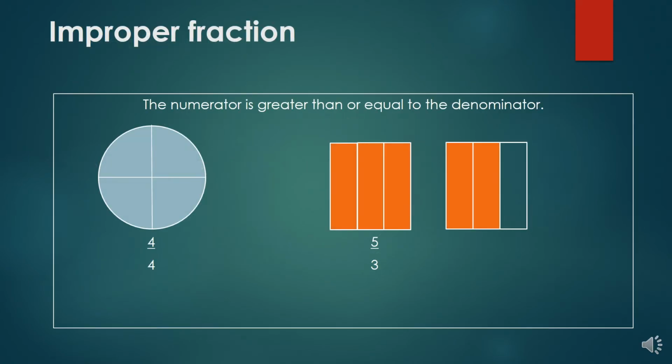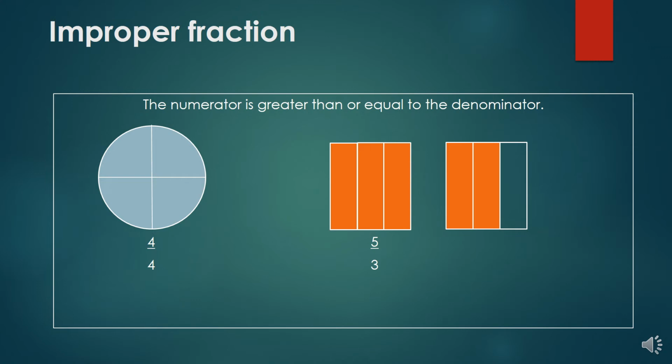Next is improper fraction. An improper fraction is a fraction in which the numerator is equal to or greater than the denominator. Now look at example 1. Numerator and denominator are equal. If we divide a circle into 4 equal parts and shade all the parts, mathematically we will write it as 4/4, which is called an improper fraction.